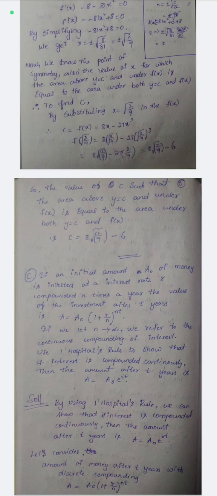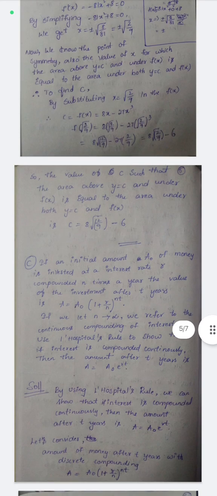Problem 3 asks: if an initial amount A naught of money is invested at an interest rate r compounded n times a year, what is the value of the investment after t years? The given equation is A equals A naught times (1 plus r divided by n) to the power of nt. If n extends to infinity, we refer to this as continuous compounding of interest.